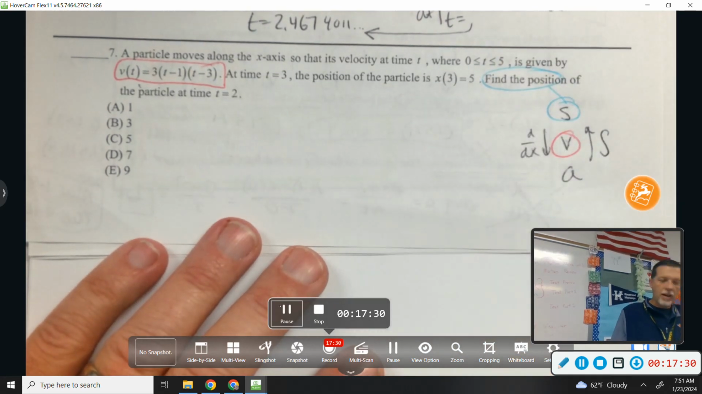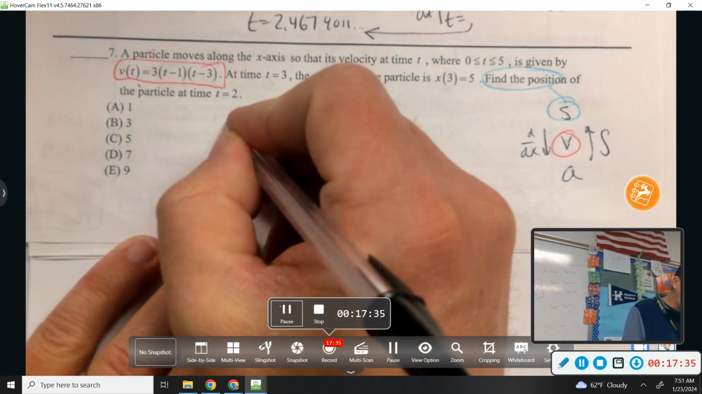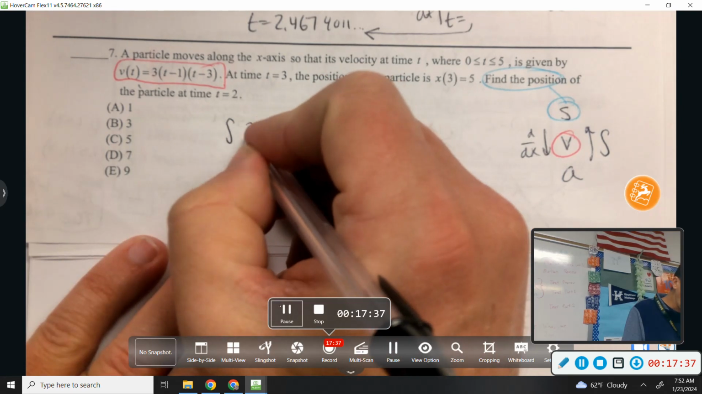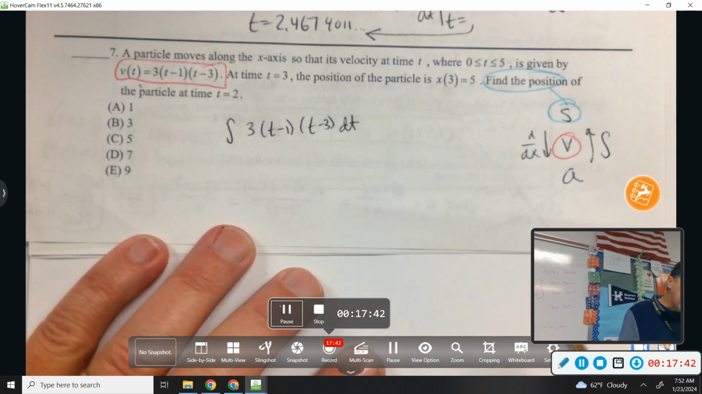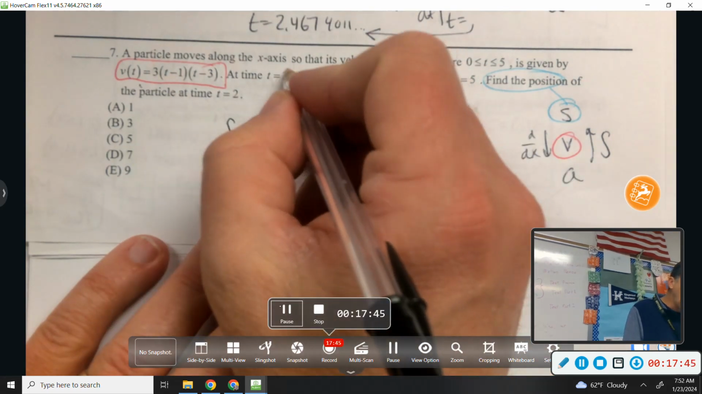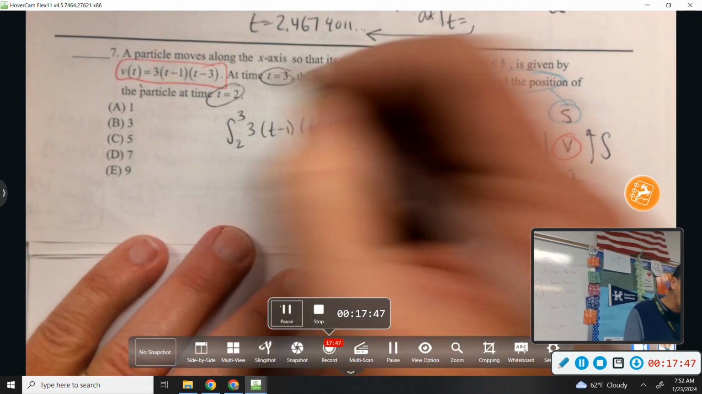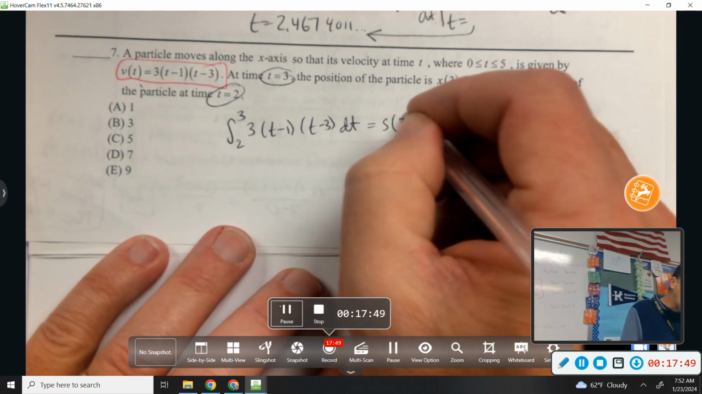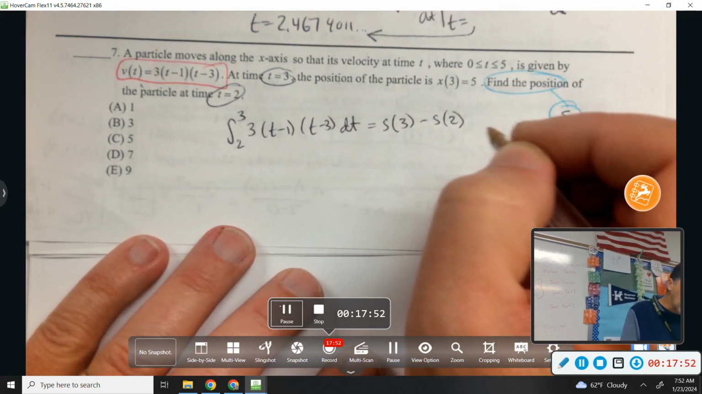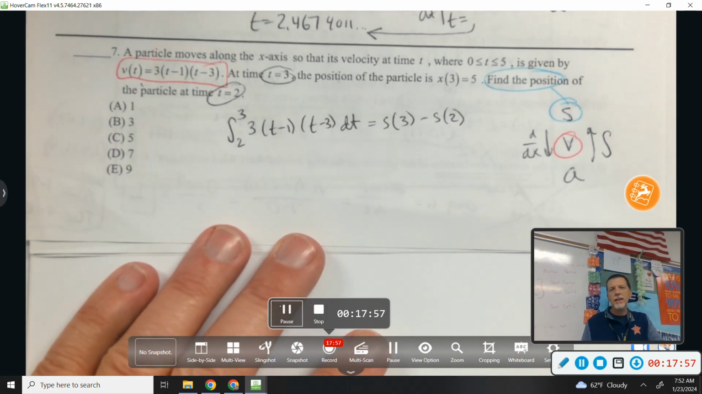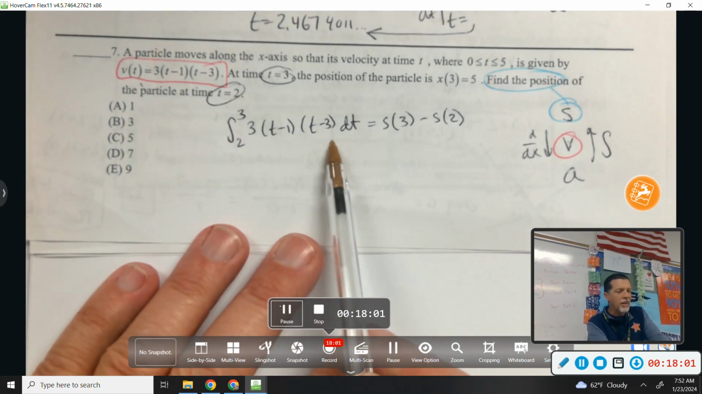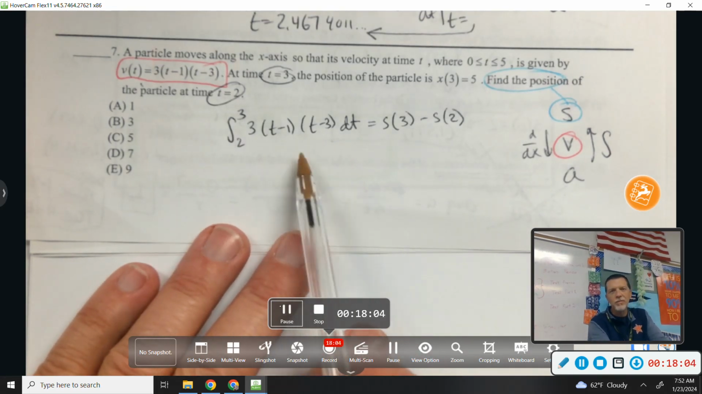So I'm going to have to integrate, of the particle at 2. So let's integrate v. And this time I have two t values, so we'll just go from 2 to 3. So that's s of 3 minus s of 2. Or we're using x, so either one. And this one didn't say calculator or no calculator. You can do this without a calculator. You just have to FOIL it out and then do the antiderivative by hand.